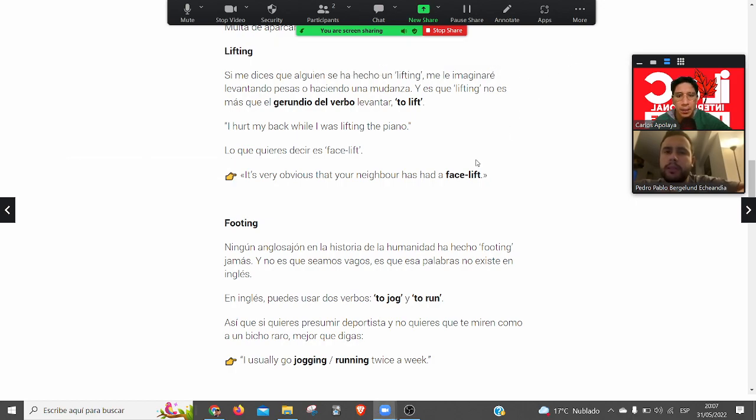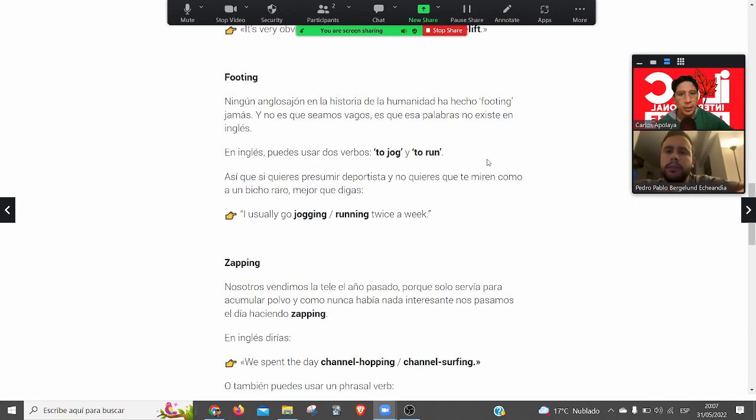Then we have the word footing. Ok, ningún anglosajón en la historia de la humanidad ha hecho footing. Y no es que seamos vagos, sino que esa palabra, it doesn't exist, ok. Tenemos jog and run. Ok, ¿cuál es la diferencia? Jog es un trote lento. Caminas, cuando vas caminando más rápido, estás trotando, pero no corres. En cambio, run es correr literalmente. Run es más rápido. Así de simple. Any questions?